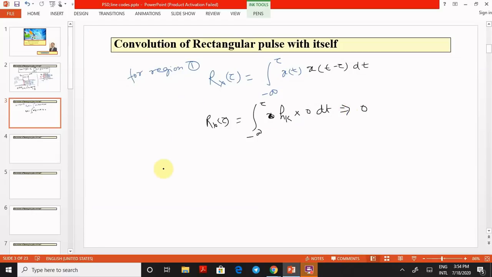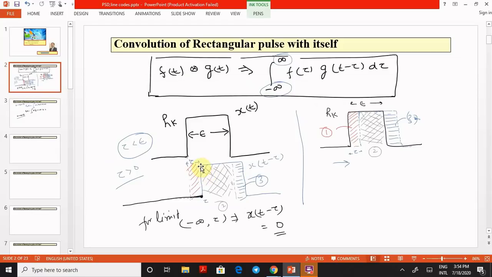So this is for reason 1. Now for reason 2, again we are coming back to this slide. This is our reason 2. The limit for this reason is from tau to epsilon, right? This is the value tau and this is the value epsilon. So the limit is from tau to epsilon, right?